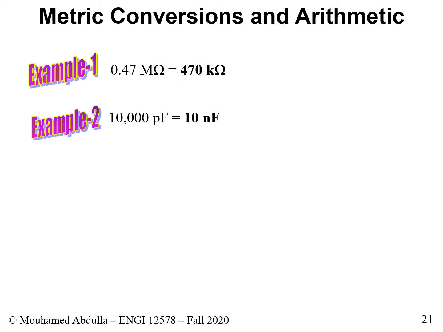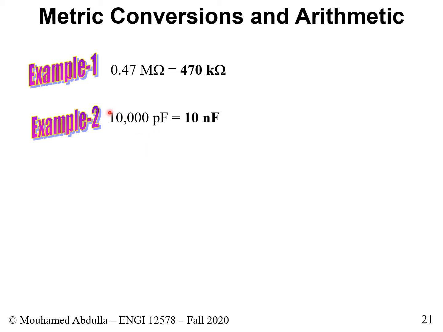Let's do another example. If you look at this, this is 10,000 picofarad, right? So we talked about what pico is. When we look at numbers that are smaller than 1, milli is 10 to the minus 3, micro is 10 to the minus 6, nano is 10 to the minus 9, and pico is 10 to the minus 12.